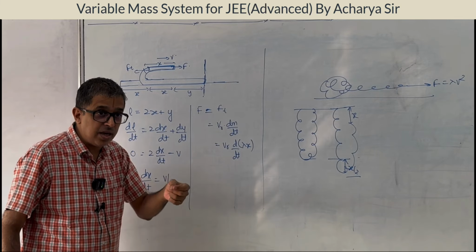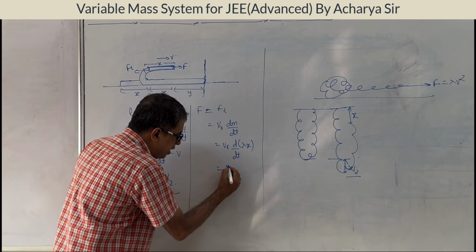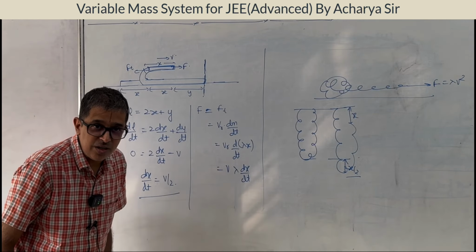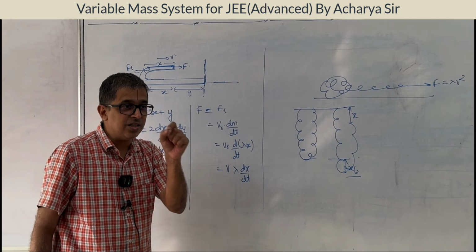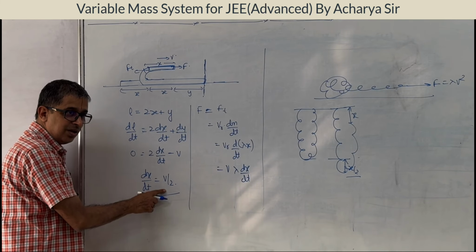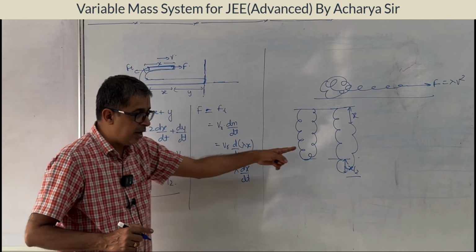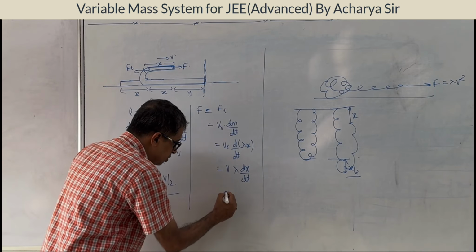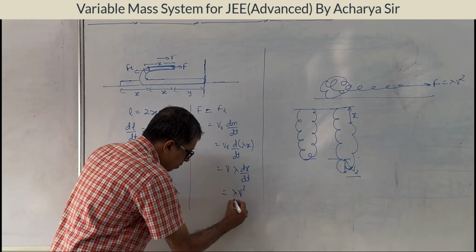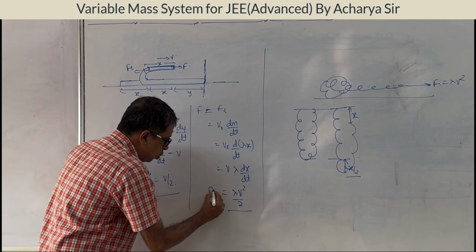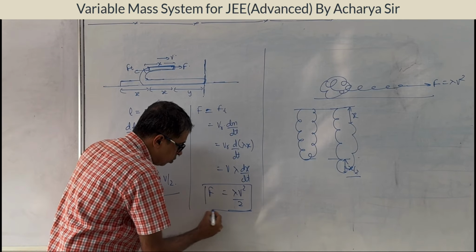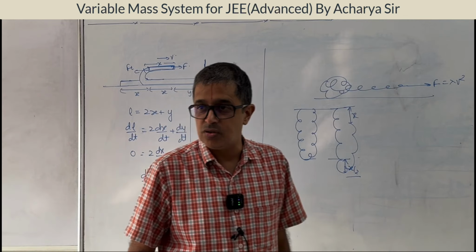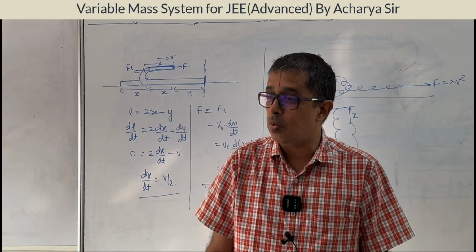Here we mistake dx/dt to be v. Here dx/dt is not v. Here dx/dt is, I proved here mathematically. Here I made you perceive this, making it vertical. dx/dt is v by 2. So the force I need to exert for that carpet to move with uniform velocity is lambda v square by 2.